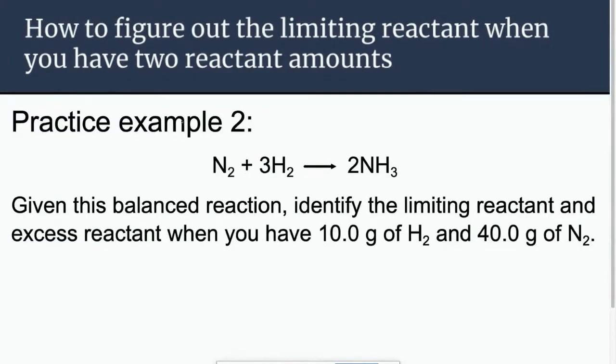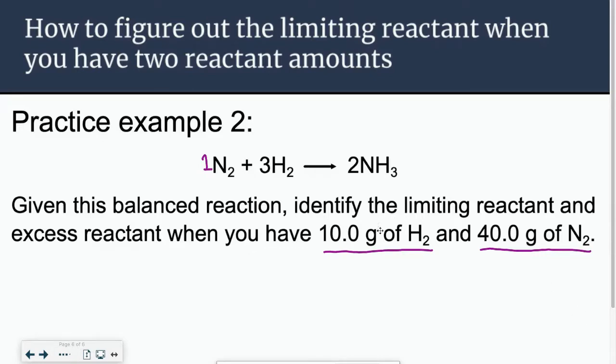Okay, so for practice example number 2, we've got our ammonia making reaction here. And it says, given this balanced reaction, identify the limiting reactant and the excess reactant when you have 10.0 grams of H2 and 40.0 grams of N2. Pause the video here and give this a try.